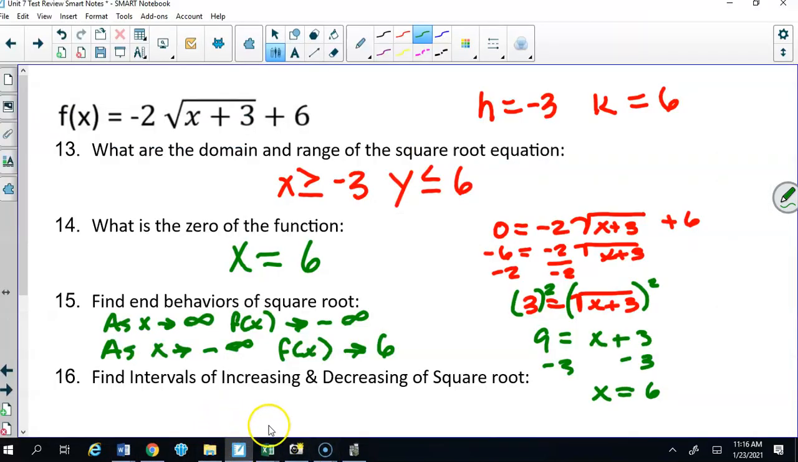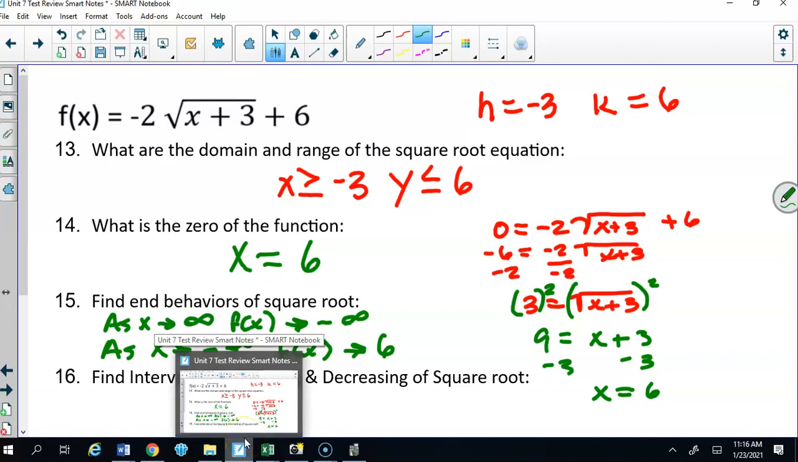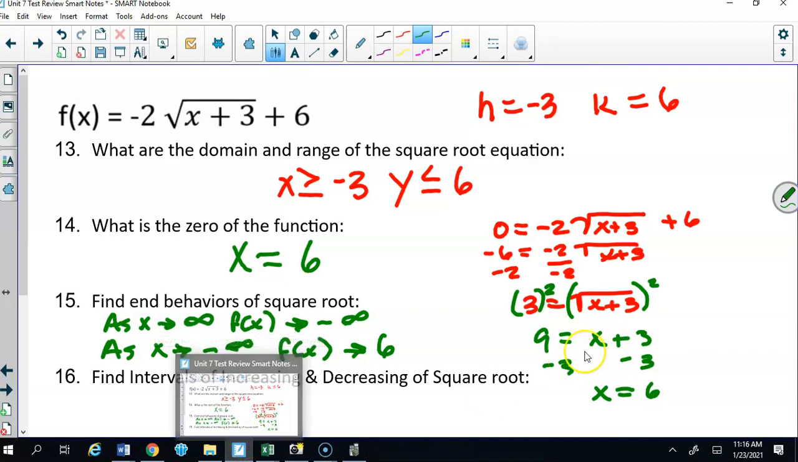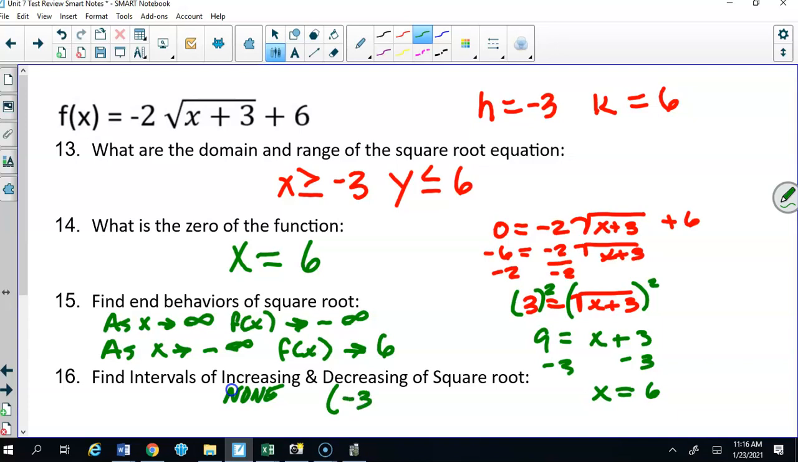So we talked about, are there any intervals of increase? No, there were no intervals of increase. So increasing is none. But then decreasing went from the -3, again, we're talking about x values here, on to infinity. That's when the graph is decreasing, from when x is equal to -3 on to when x is infinity, okay?